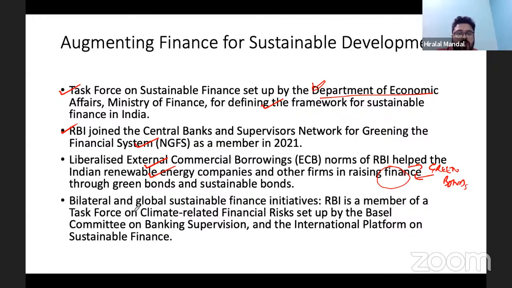So these are some of the initiatives at the bilateral and global level for sustainable finance. RBI has become a member of the climate-related financial risk group set up by the Basel Committee on Banking Supervision, and it has also become a member of the International Platform on Sustainable Finance. So that's the progress related to the financing for sustainable development.